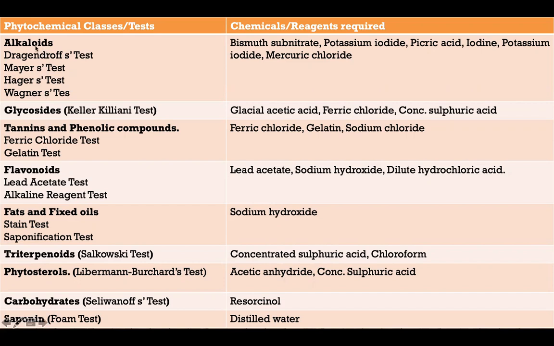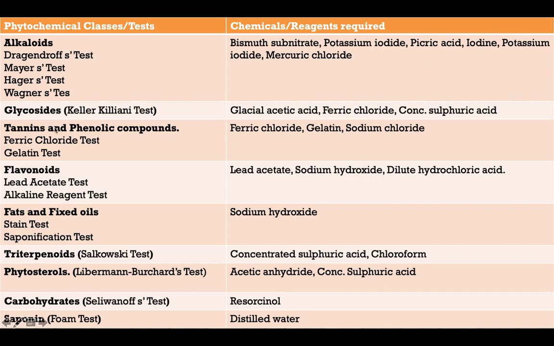These are the test names. For example, for alkaloids, you can do Dragendorff's test, Meyer's test, Hager's test, and Wagner's test. And to do these tests, you need all these chemicals, including bismuth nitrate, potassium iodide, picric acid, mercury chloride, etc. Similarly, for glycosides, the test is the Keller-Killiani test. For that, you need glacial acetic acid, ferric chloride, and concentrated sulfuric acid.